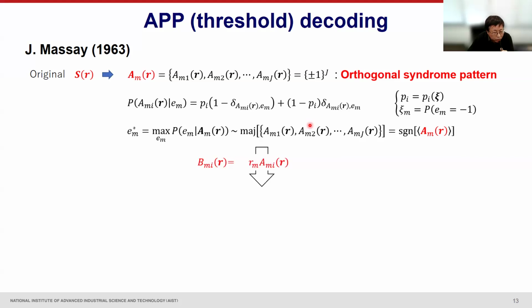He also introduced a modified pattern B here that can be derived from the readouts R and the orthogonal syndrome pattern A.